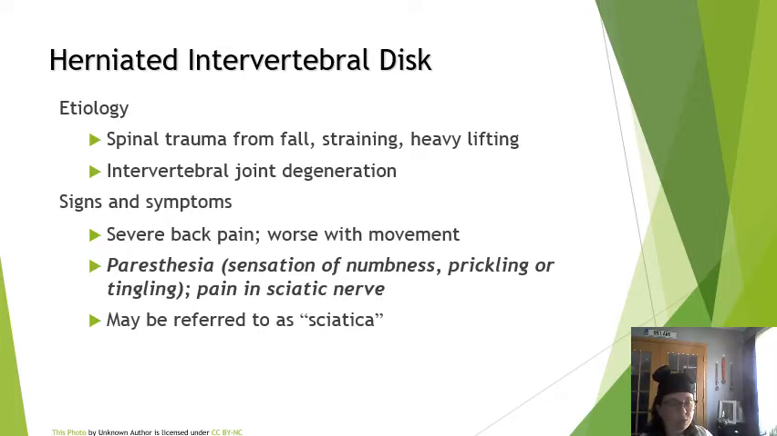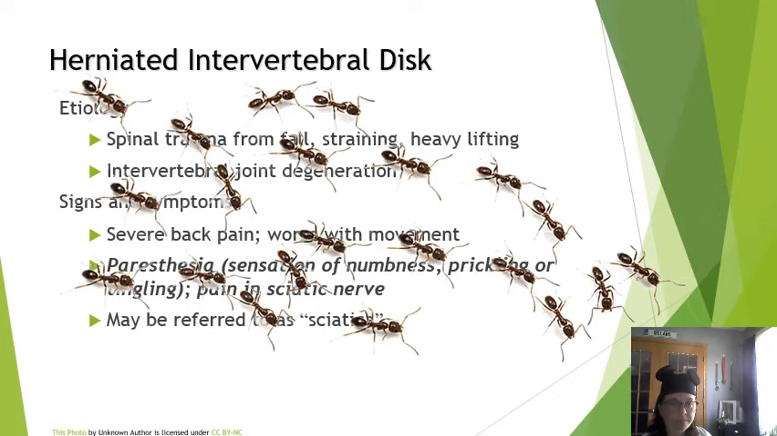Paresthesia is the term used for describing the sensation of numbness, prickling, or tingling, like ants crawling on your skin. Pain in the sciatic nerve is felt too, and this is referred to as sciatica. There's that tingly ant feeling.